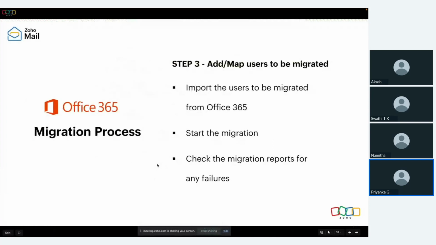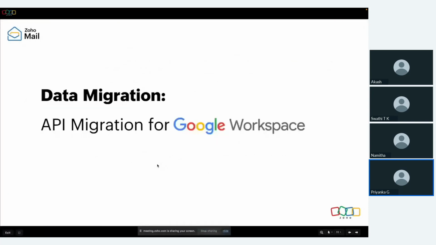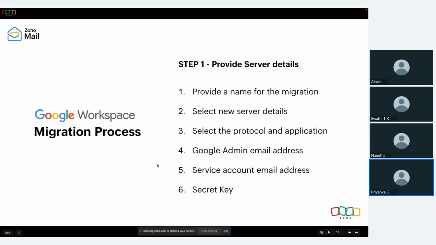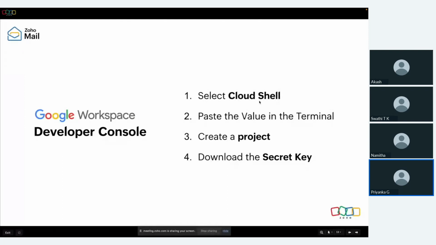So for you to do this, you have to provide the server details, same way as we did for Office 365. But one thing that differs here is this requires you to give the admin email address, service account email address, and a secret key. Okay. And you have to go to developer console, and there you will go to Cloud Shell. Click on the Cloud Shell and a terminal opens for you. I will be showing you a detailed video on this, but for now, let's just see the steps. Okay. In that terminal, you have to create a project and download the secret key.